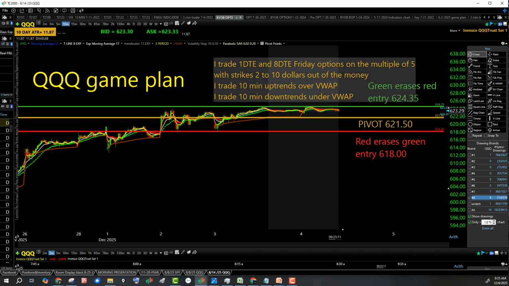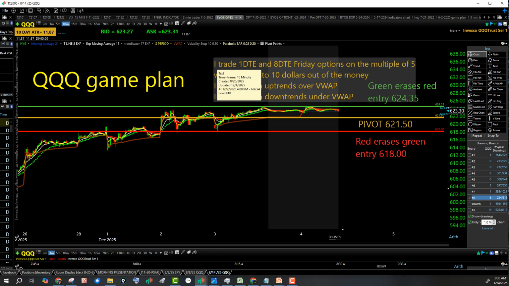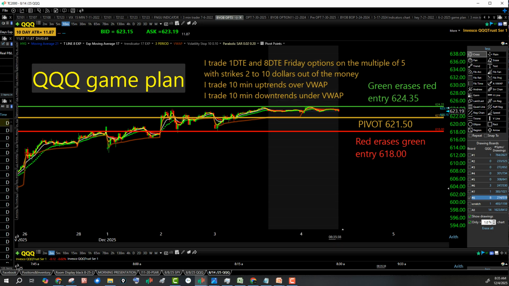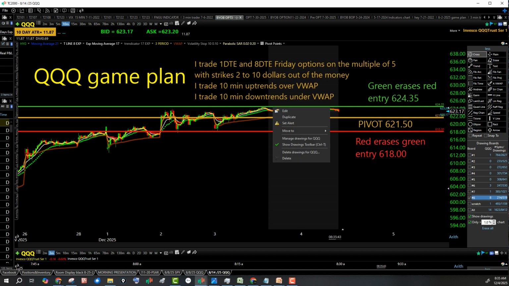Again, I like 10-minute uptrends over VWAP. I like 10-minute downtrends under VWAP. Same thing goes here. Break that 10-minute rubber band candle, the bullish one for the uptrends and the bearish ones for the downtrends, okay? I like one day till expiration and 8-day till expiration Friday options on the multiple of 5, specifically for the open interest. I like the liquidity. Liquidity is nice. I want to be able to get in and get out.